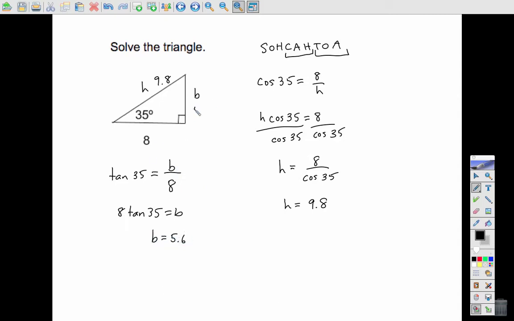Okay, so I know this side is about 5.6. And then I just need that missing angle. So if this is 90, this is 35, that means this angle has to be 55 degrees. And we have solved the triangle.